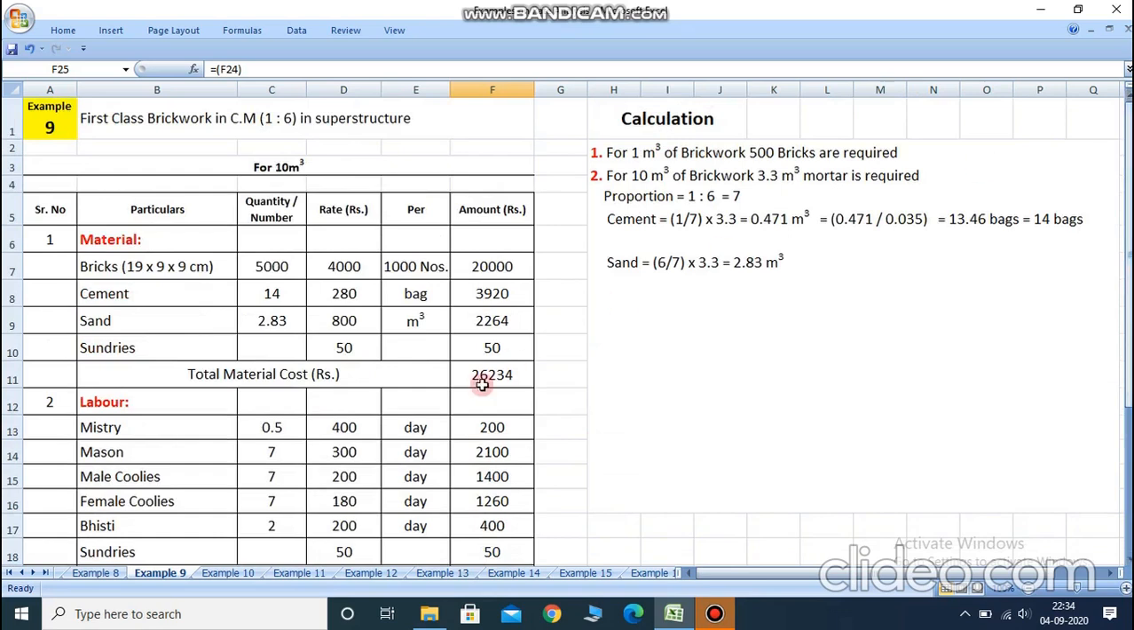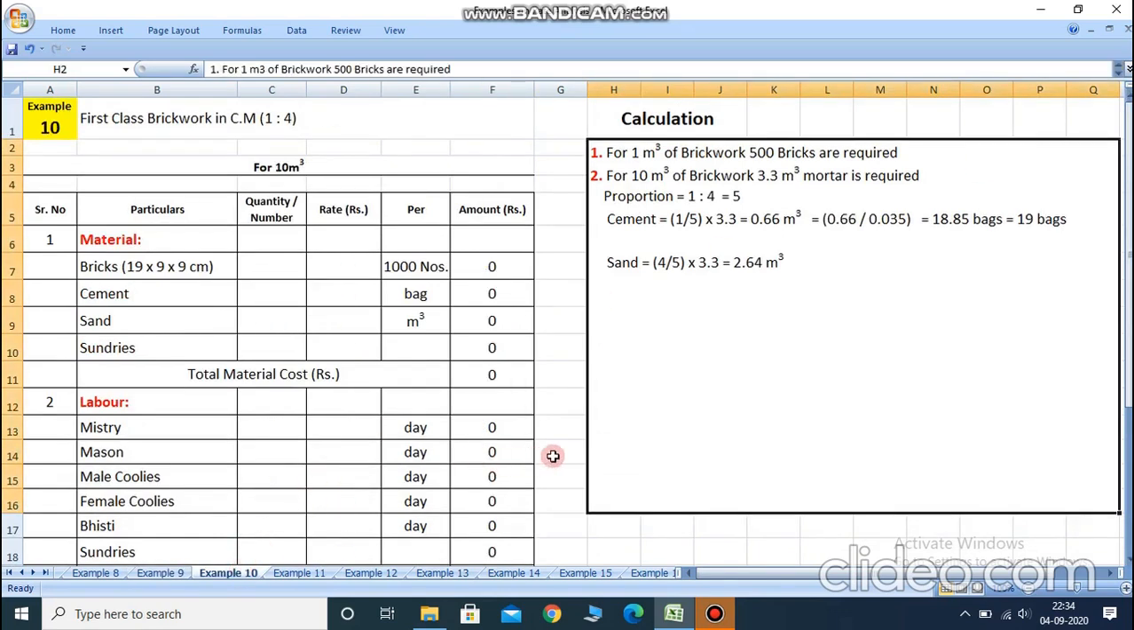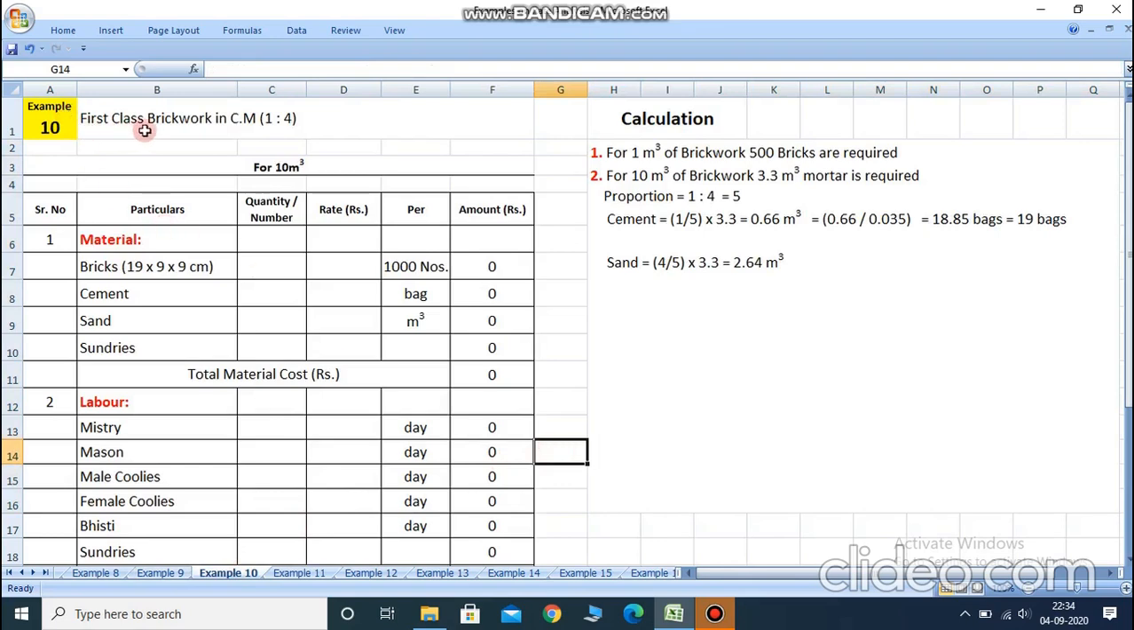Now next we start example number 10. So in example number 10, first class brickwork in a cement mortar 1:4 is given.